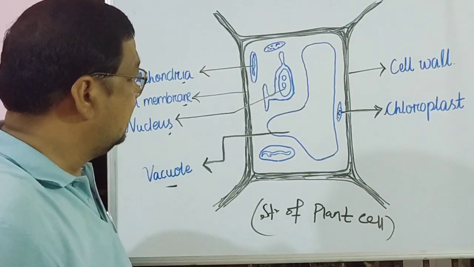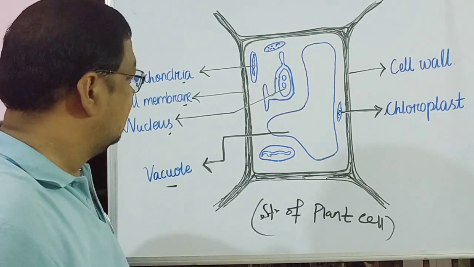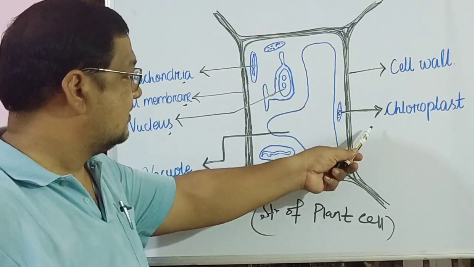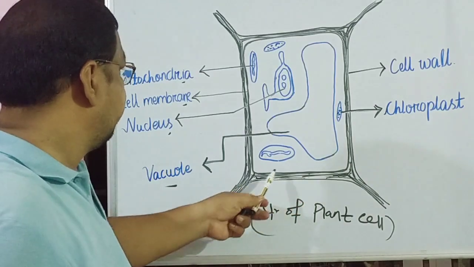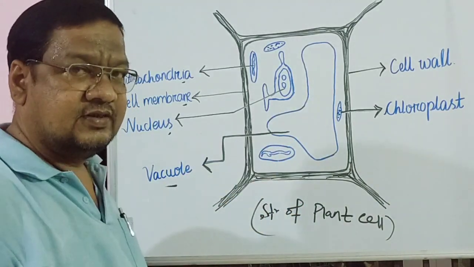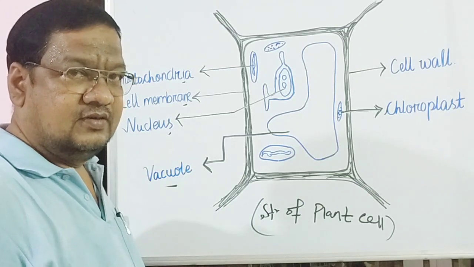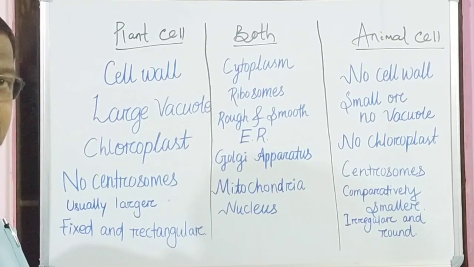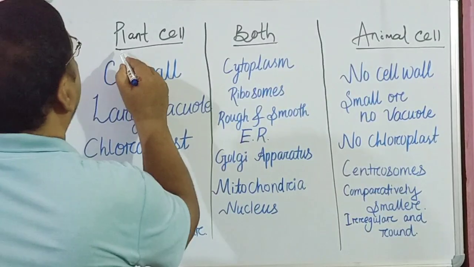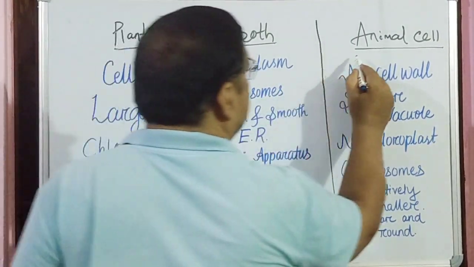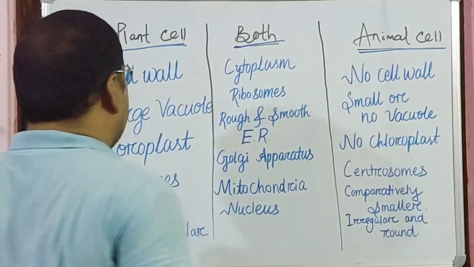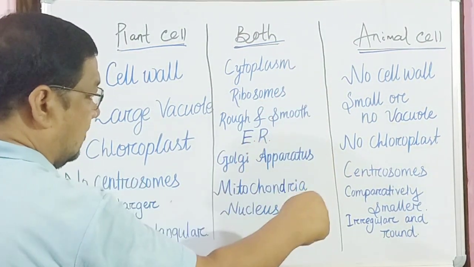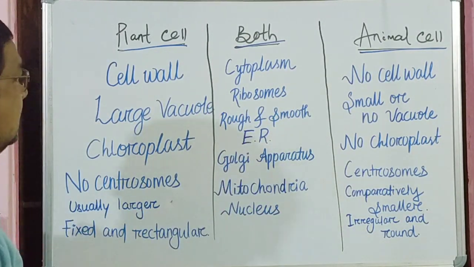These are the differences between plant cell and animal cell. The shape of the cell, presence of chloroplast, presence of cell wall, the large vacuole, these are the differences between plant cell and animal cell. Now we will compare plant cell and animal cell. Now see the table: plant cell, animal cell and both. What are the organelles present in plant cell and what are the organelles present in animal cell, or how the animal cell is different from plant cell.